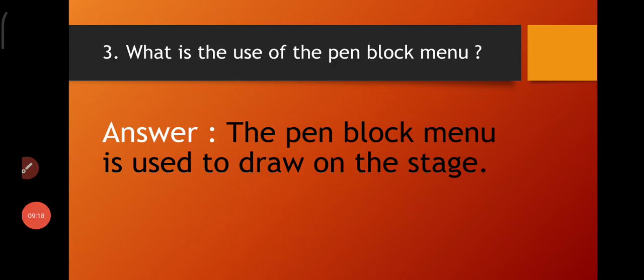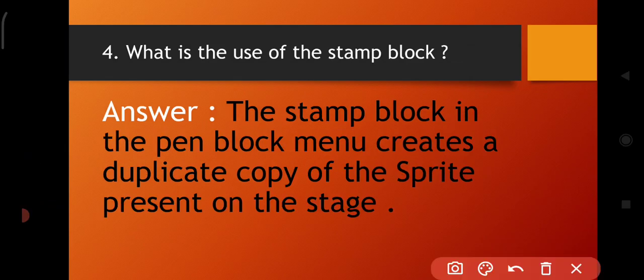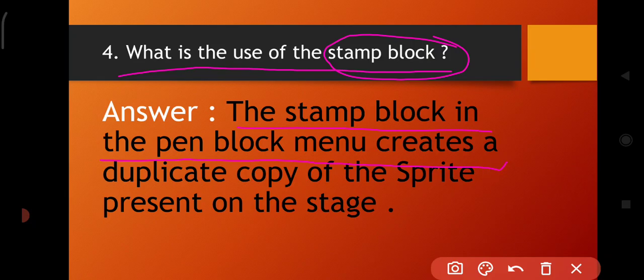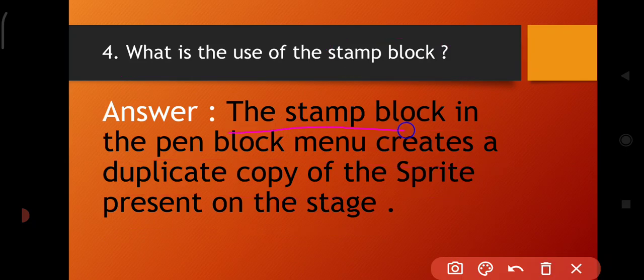Now let's go to question number 4. What is the use of the stamp block? I repeat the question again. What is the use of the stamp block? The answer is: the stamp block in the pen block menu creates a duplicate copy of the sprite present on the stage. I repeat the answer again. The stamp block in the pen block menu creates a duplicate copy of the sprite present on the stage. So this is answer 4.